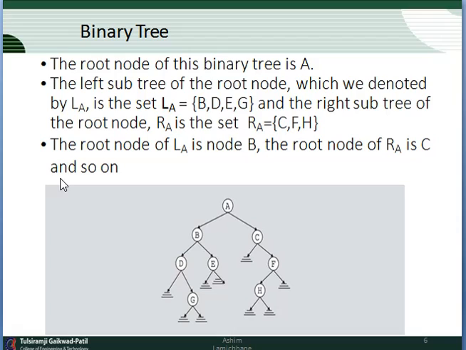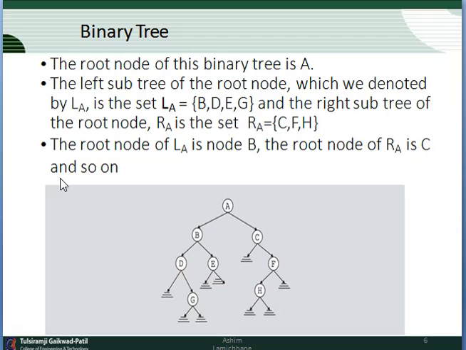Next, the root node of the binary tree is A in the given diagram. The left subtree of the root node, which we denote by LA, is the set B, D, E, and G. All these nodes are on the left-hand side of the root node A. That's why it is called the left subtree of the given binary tree.